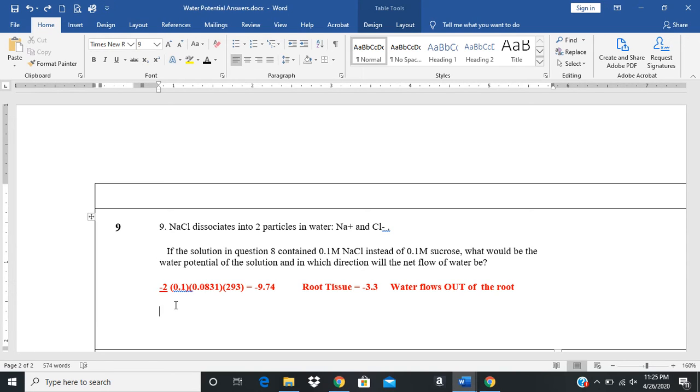So now the water is going to flow from the root to the solution because now the solution has a lower potential. Okay, it's more negative. So it goes from the less negative to the more negative number. Okay, negative 3.3 is a larger number compared to negative 9.74. Water is going to flow down the gradient.